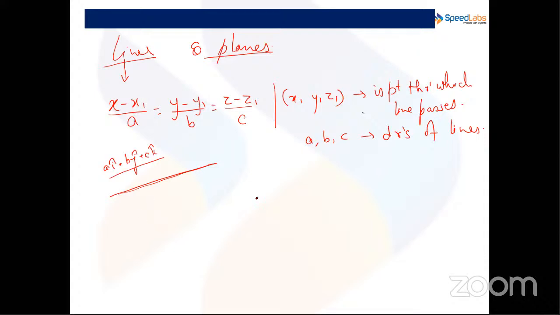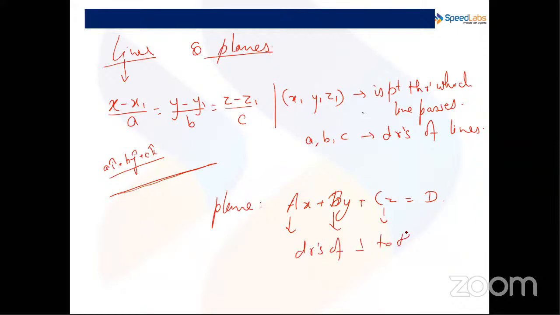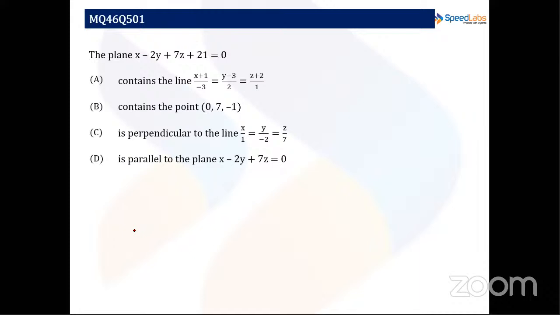For a plane, the general equation of a plane is capital Ax plus by plus cz equals d. Here this a, b, c represents direction ratios of the perpendicular to the plane. Okay, so these are the basic things we must know. Let's move to the first question.